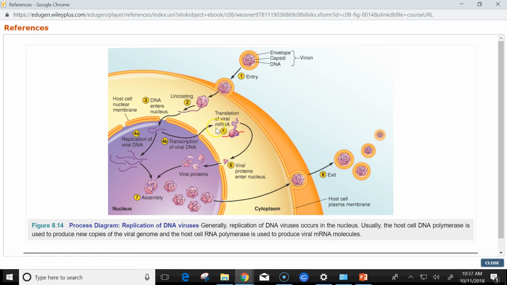And the interesting thing here, look at this one. The proteins come back into the nucleus and it assembles inside the nucleus. And then they have to leave the nucleus and then leave the cell. Kind of cool. So that's the simplest way for them.